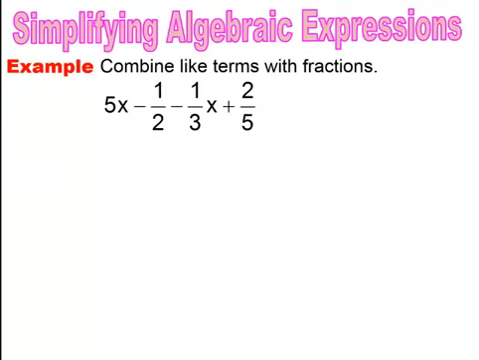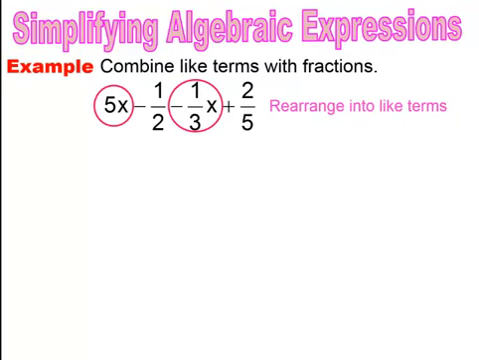Now this next example, we're going to be working with combining like terms with fractions in it. So remember, like terms have the same variable with the same exponent. But like terms can also be constants. And in this case, my constants happen to be fractions. So the first thing I'm going to do here is rearrange it so that I have my like terms together.